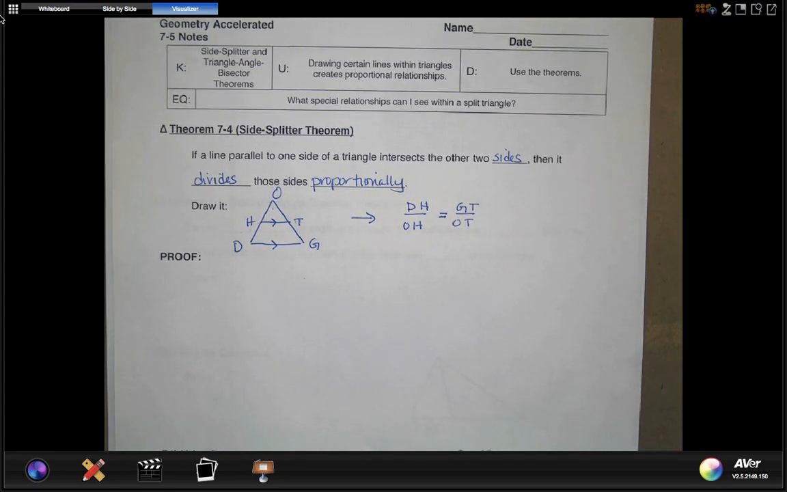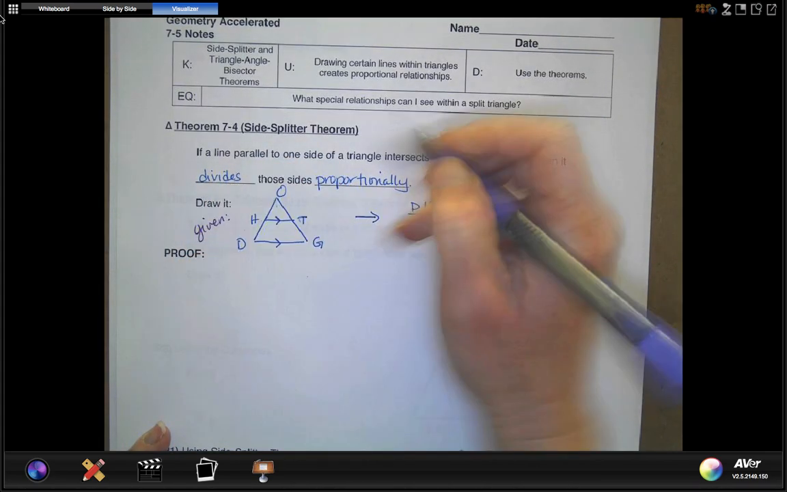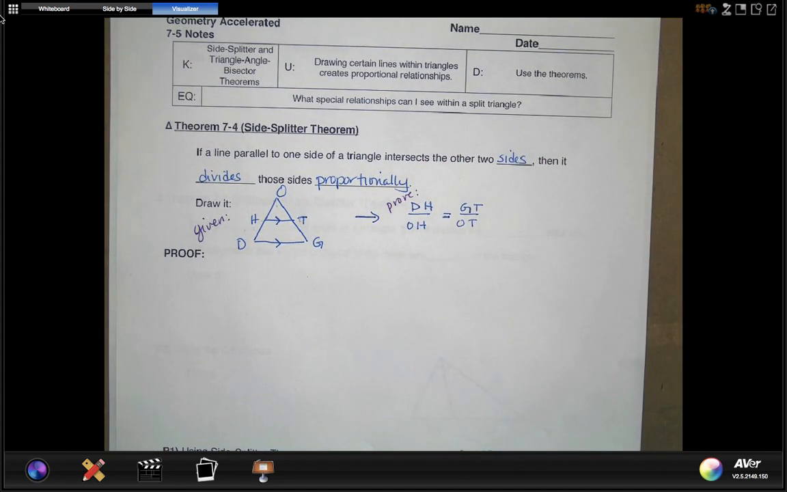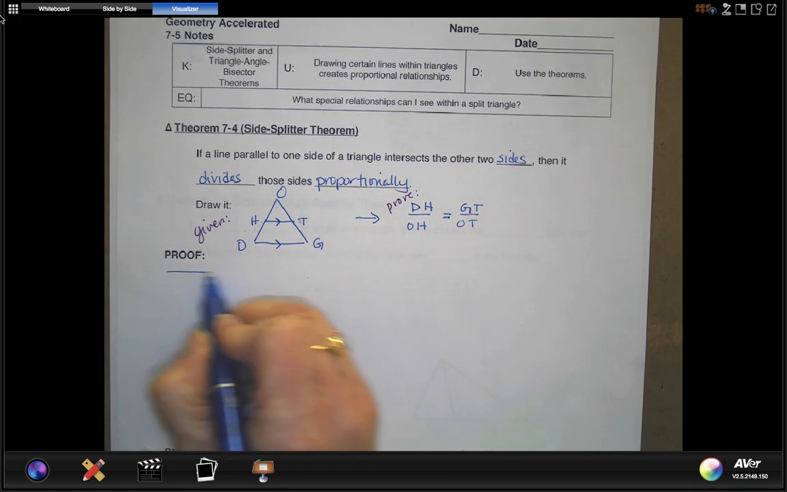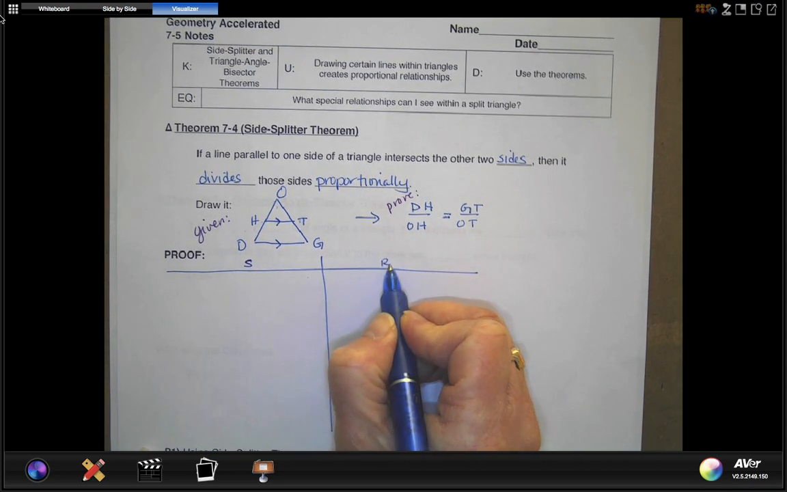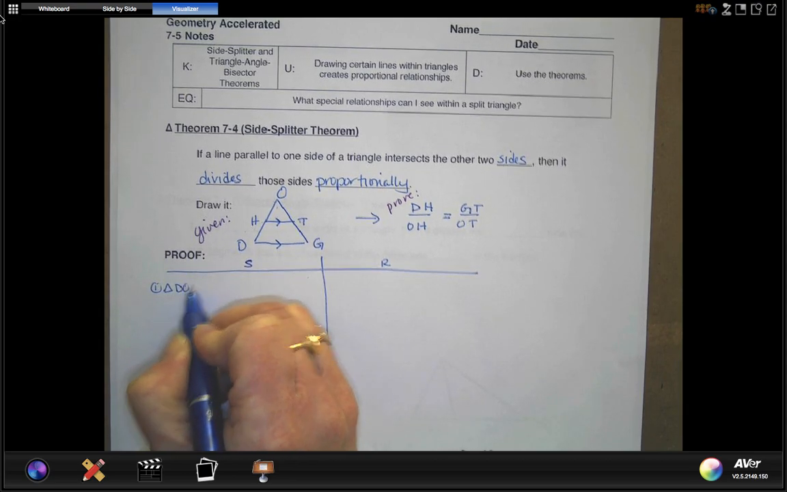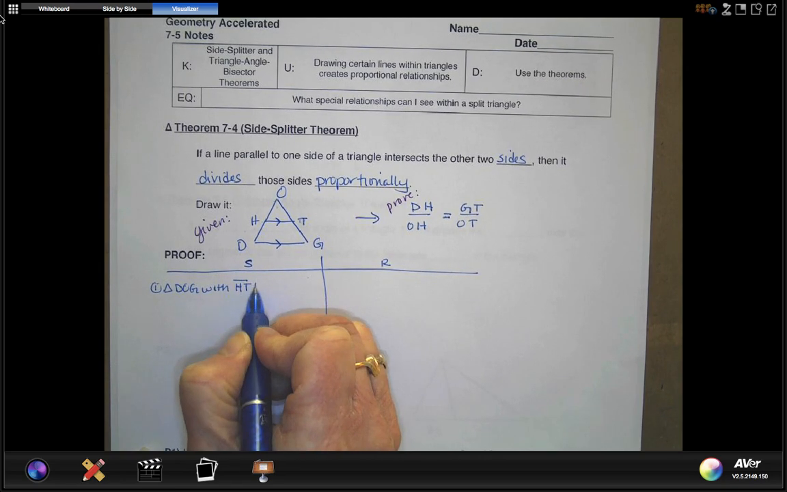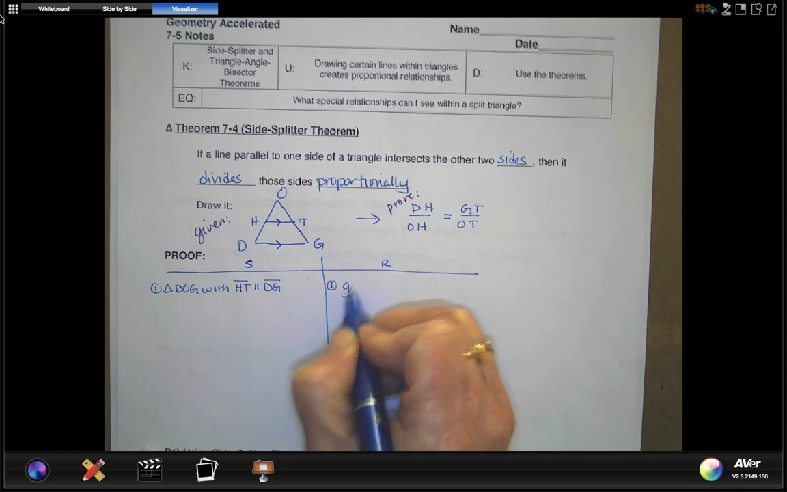So what I want you to do now is think about this is my given, and this is what I'm trying to prove. Statements, reasons, I'm not writing it all out. All right, let's say I'm given triangle DOG with HT parallel to DG. So that's your given.